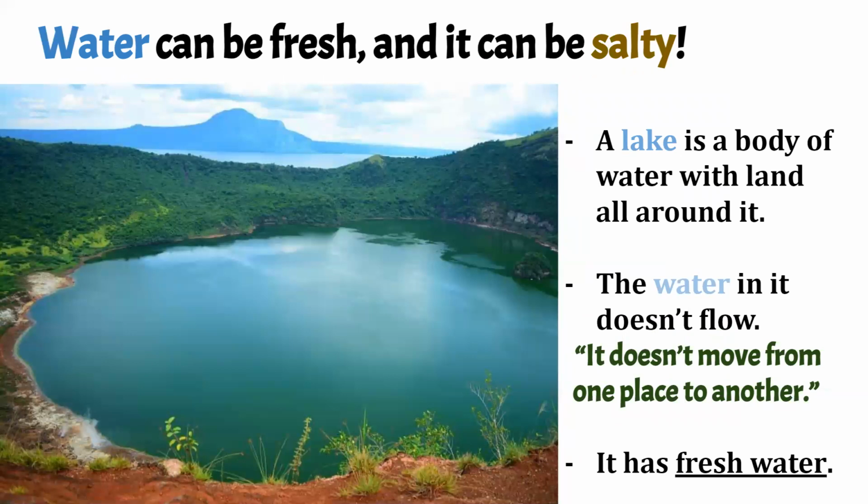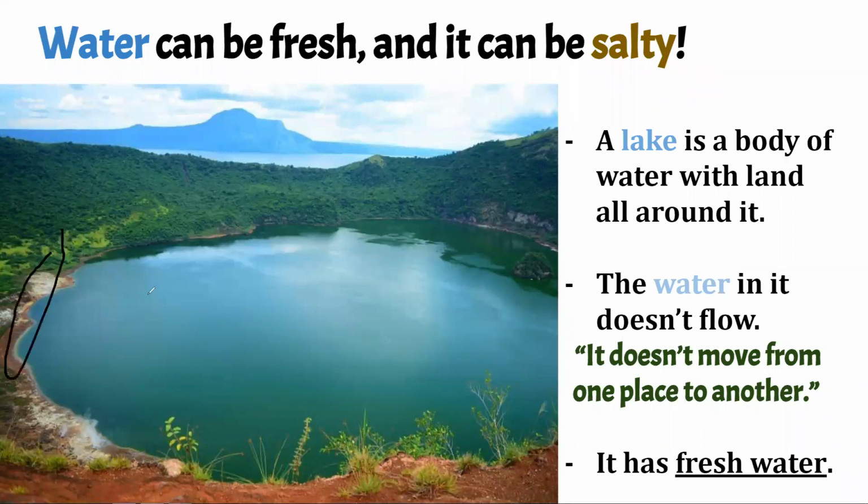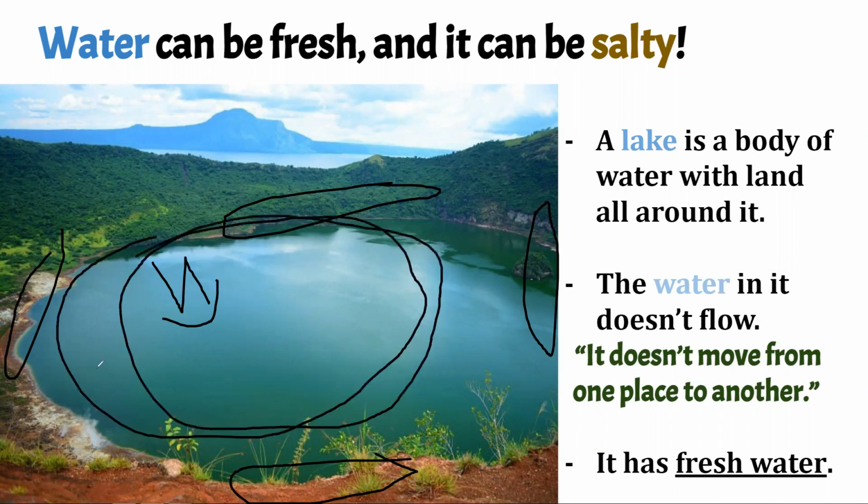Now let us move to the third body of water that we have in our books. Again, water can be fresh and it can be salty, okay? A lake is a body of water with land all around it. Do you think it is a closed area or an open area? It is a closed area, okay? As you can see here, we have land, here also, and here we have land. So the water inside this body of water does not go anywhere. It stays here.